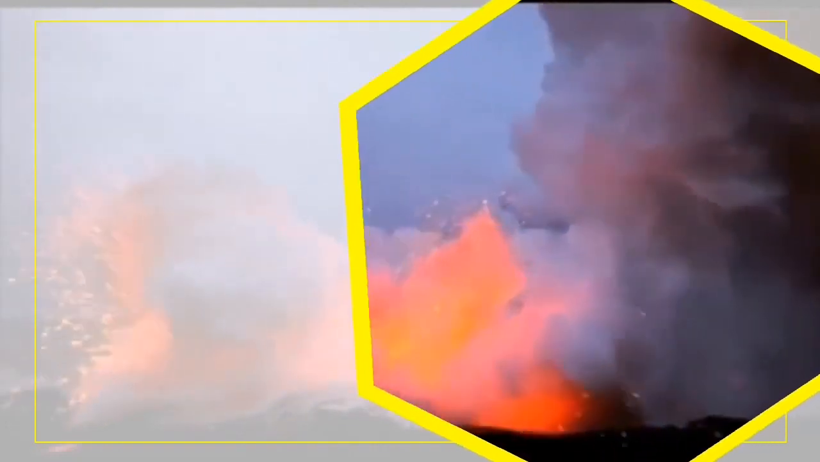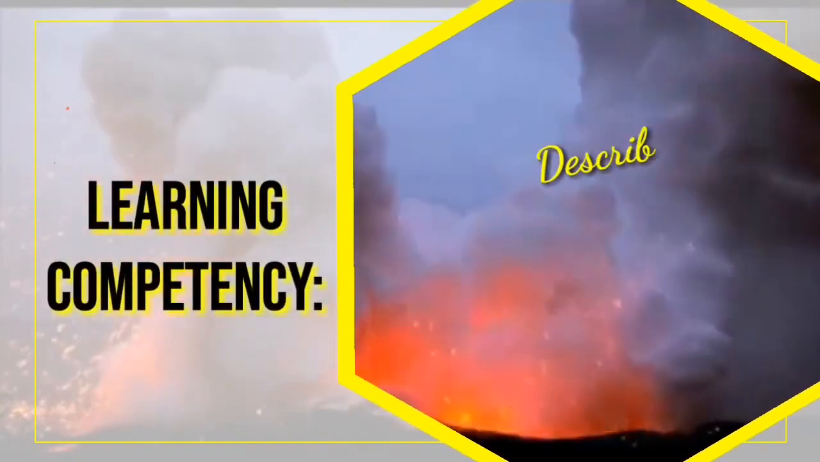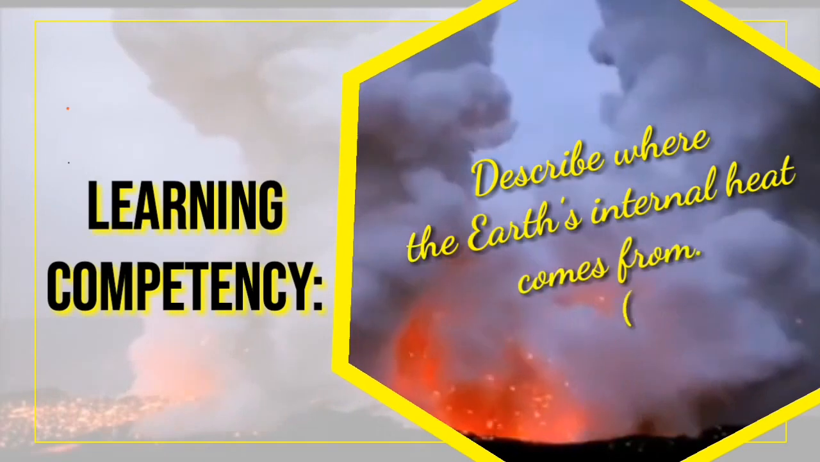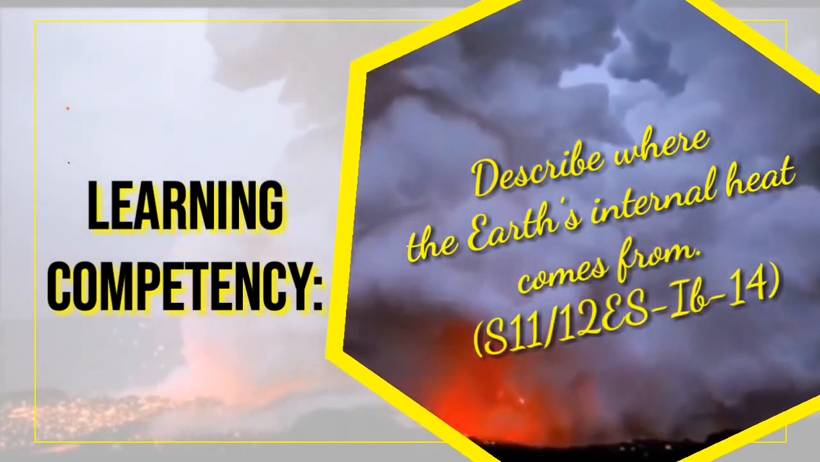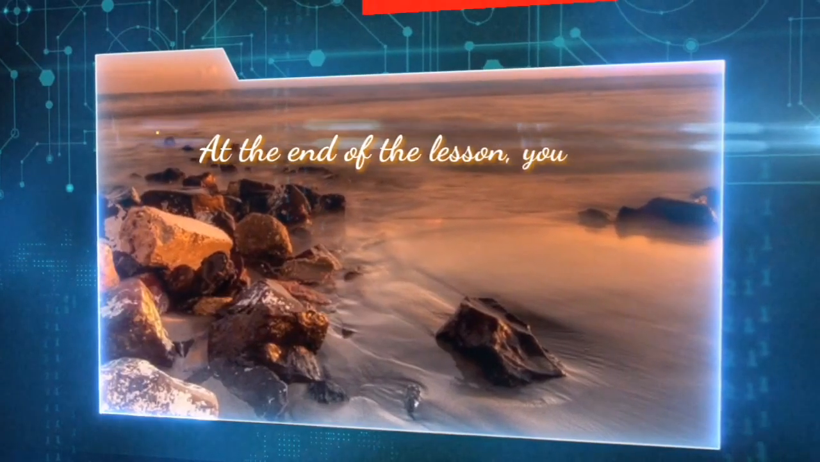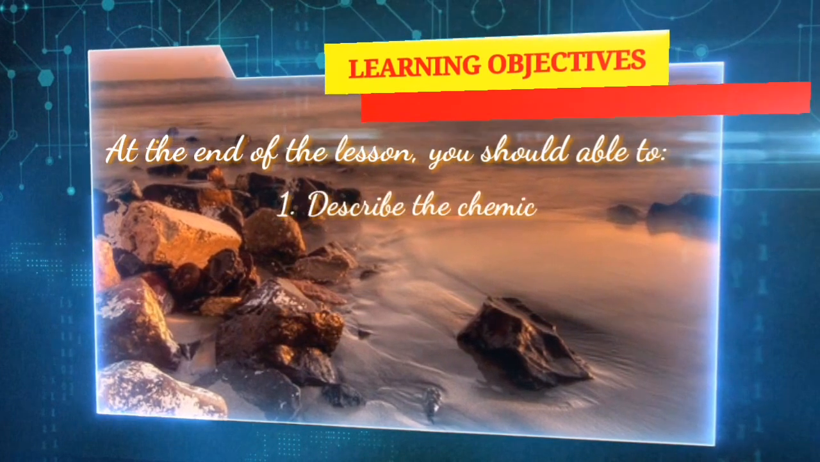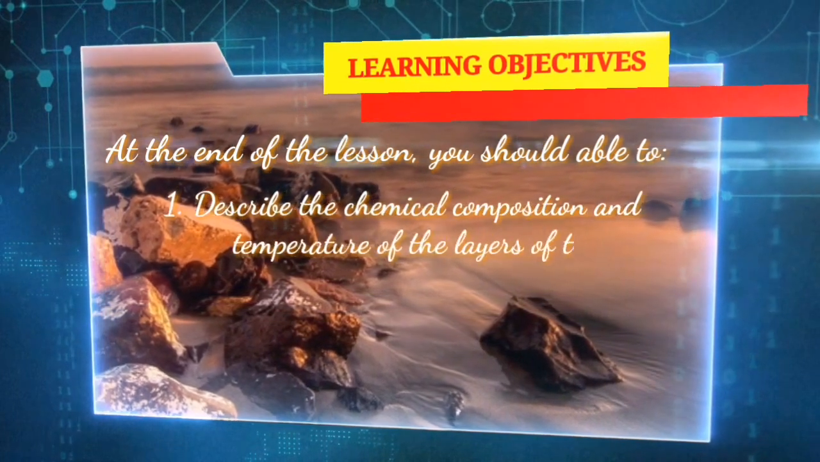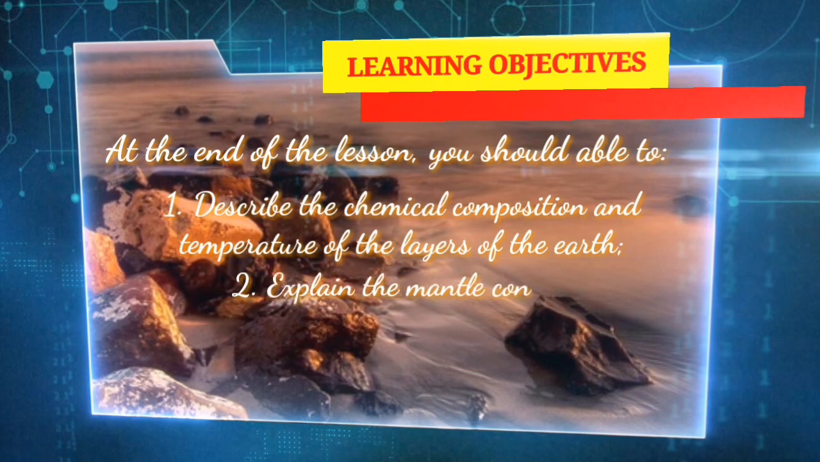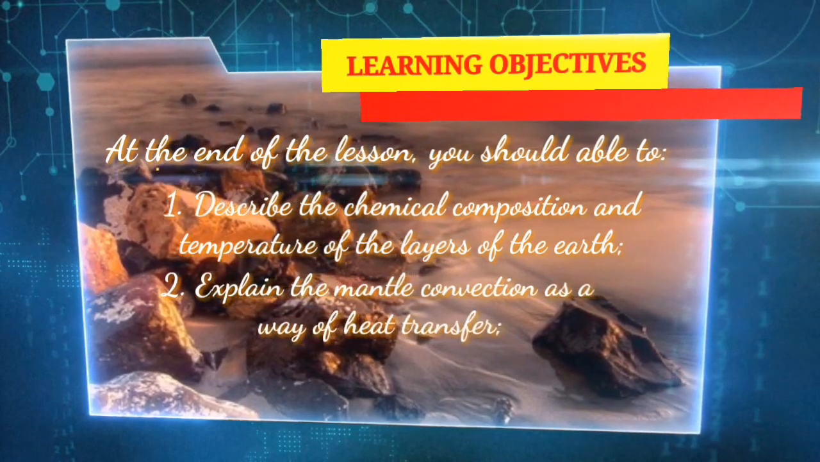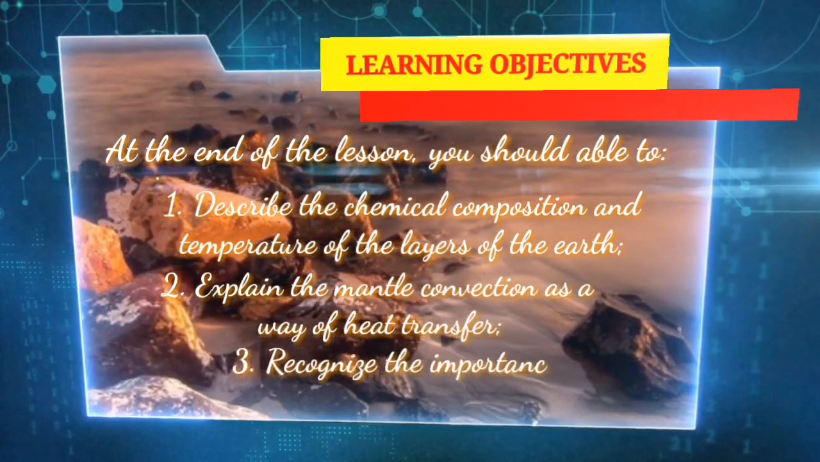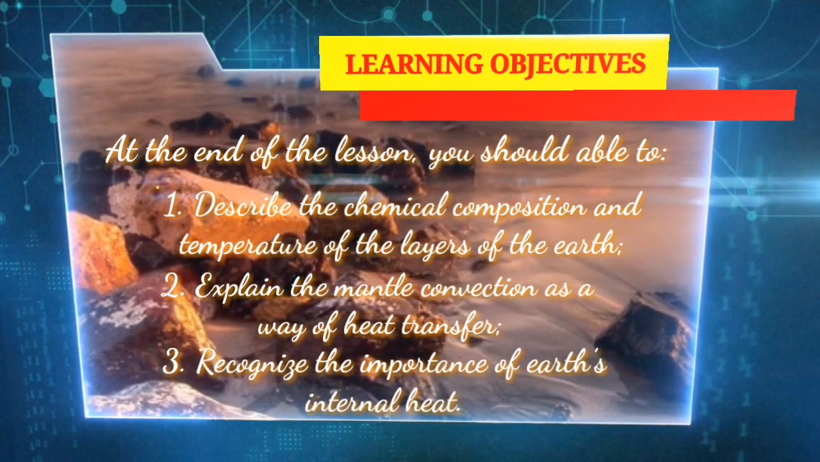Our discussion will focus on the learning competency: describe where the Earth's internal heat comes from. At the end of the lesson, you should be able to: 1. Describe the chemical composition and temperature of the layers of the Earth. 2. Explain the mantle convection as a way of heat transfer. And 3. Recognize the importance of Earth's internal heat.